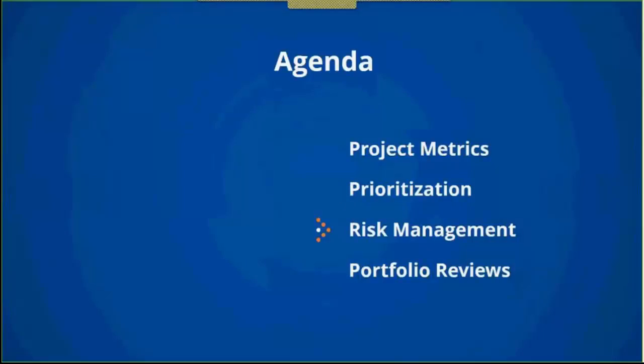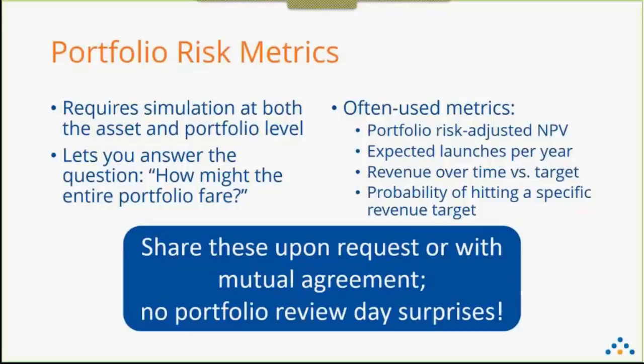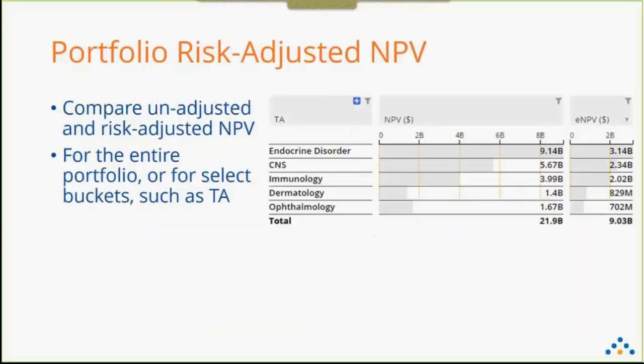Okay, moving now to risk management views. So risk management and understanding uncertainty requires simulation at both the asset and portfolio levels. So you can answer the question, how might the entire portfolio fare? A set of metrics are given here. We're going to go through these in more detail. And it's important that there's mutual agreement between your team and the executives before you start showing these in reviews. Make sure they understand the metrics and they understand the value and they buy into the value. Don't surprise them with these kinds of analyses on the day of the portfolio review.